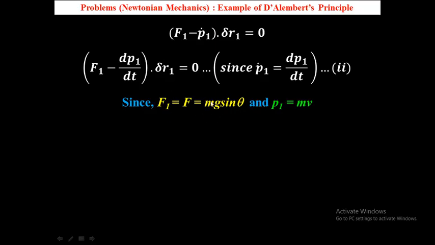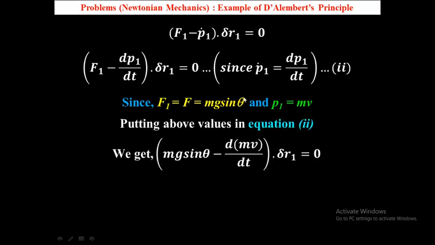So we will put the value of force as well as linear momentum, mass into velocity, in equation number 2. So equation number 2 becomes, in place of f1 we have put mg sin theta, minus d by dt, the time derivative of mass into velocity, because p1, the linear momentum, is equal to mass into velocity. Now mass is constant, so mass can be taken outside the derivative, so we'll get (mg sin theta minus m dv by dt) into delta r1.